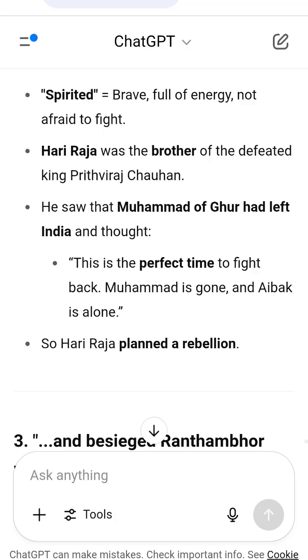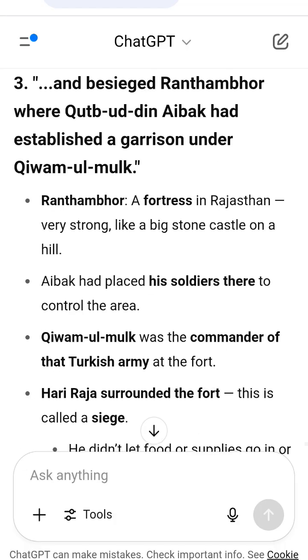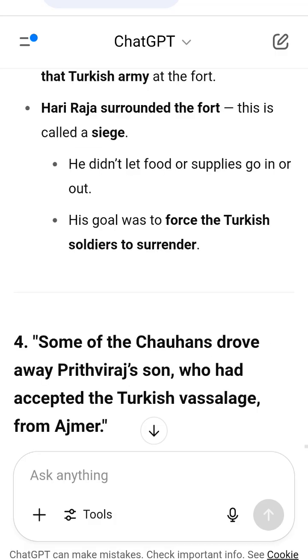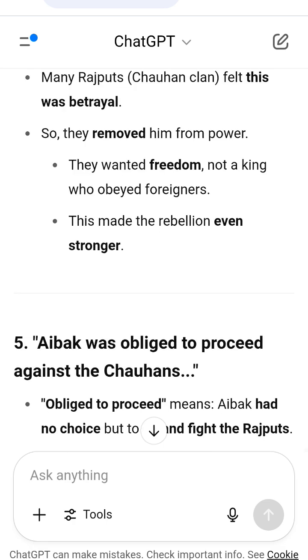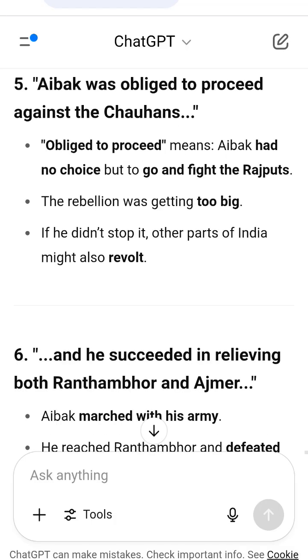2. A brave leader stepped up, Hari Raja. Hari Raja, the brother of Prithviraj Chauhan, wanted to take back power from the Turks. He attacked the Turkish military camp at Ranthambore, where Chiwam-ul-Mulk was stationed. 3. Chauhans removed Prithviraj's son. Some Chauhans were angry that Prithviraj's son was helping the Turkish rulers. So they removed him from the throne of Ajmer and tried to take full control.